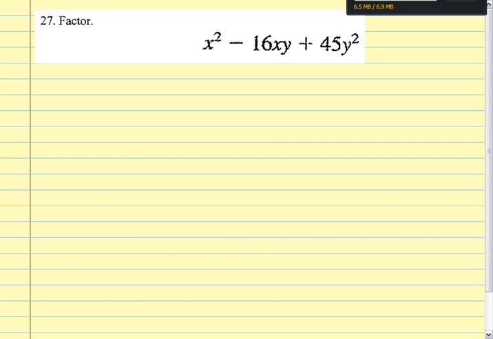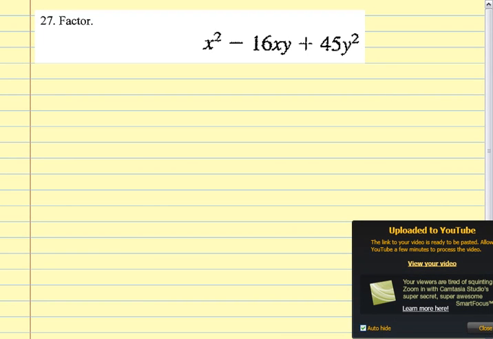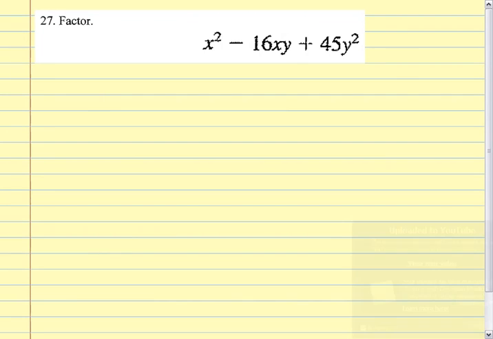There are 3. So the first question I'm going to ask myself when there are 3 terms is: is it a perfect square? Now remember, there are 3 questions that I have to ask myself when it's a perfect square. Is the first one a perfect square, Jordan? Yes, it is. Is the last one a perfect square? It's not. 45 is not a perfect square. So I know that this isn't a perfect square binomial.